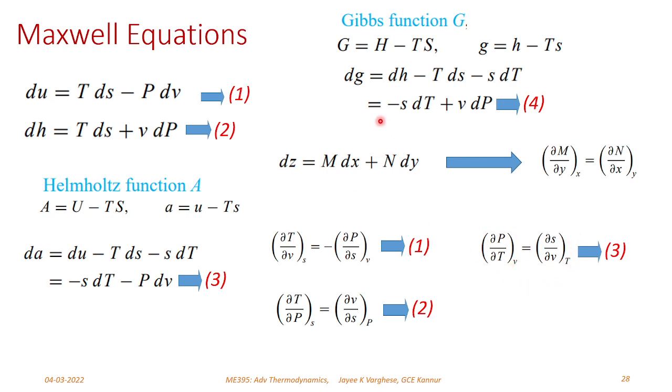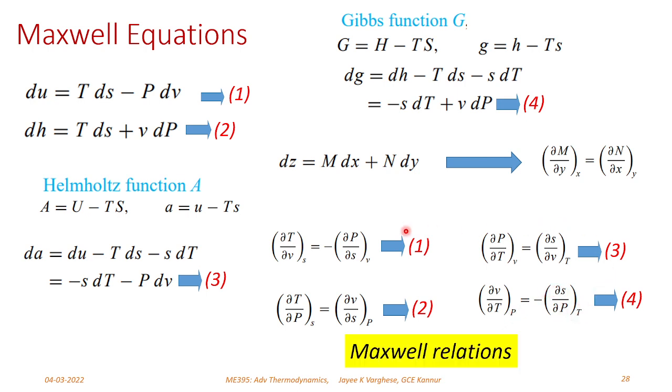Similarly, from the fourth relation, which is obtained from the definition of the Gibbs function, dG = -SdT + VdP, we can see that ∂V/∂T at constant pressure is equal to minus of ∂S/∂P at a constant temperature. These are the four Maxwell's relations which are applied in thermodynamics.